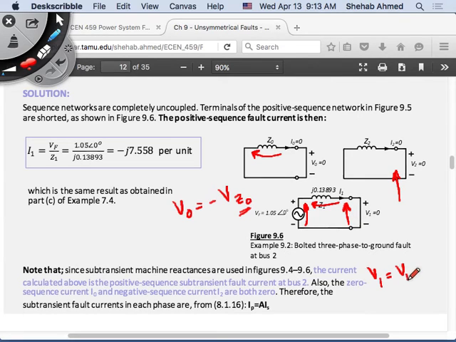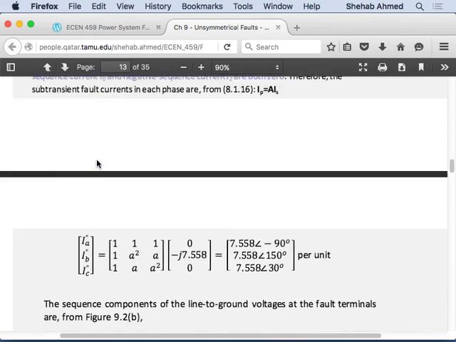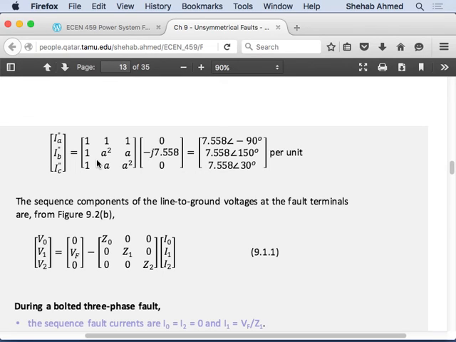It's equal to VF minus the voltage drop across the positive sequence impedance, right? Okay, so that's what we have. That's what this matrix is saying. It's saying that the zero sequence voltage is equal to negative of the Z0 multiplied by I0. It's minus the voltage drop across the zero sequence impedance.